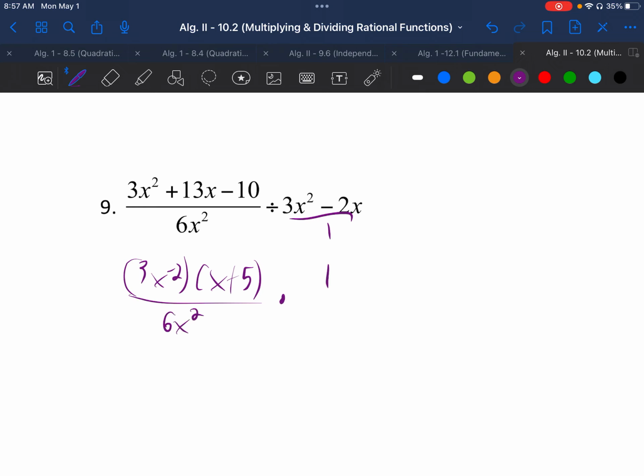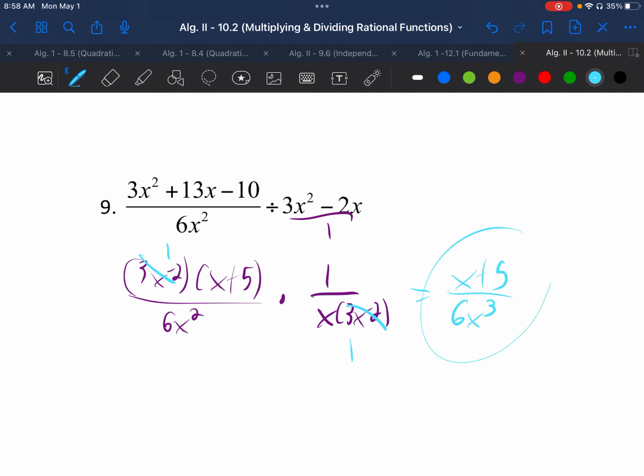The top right becoming 1, and the bottom right, 3x squared minus 2x, factoring an x out into 3x minus 2. Very similarly to the last one, 3x minus 2 and 3x minus 2 reduced, but nothing else does. So that's with x plus 5. On the bottom, you have 6x squared and x, giving you 6x cubed.